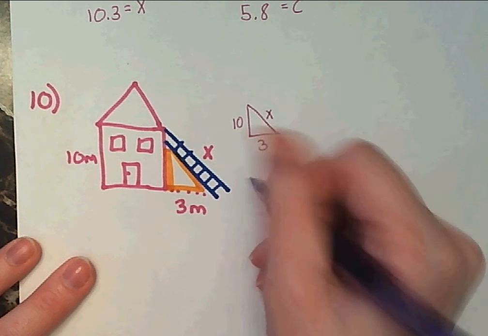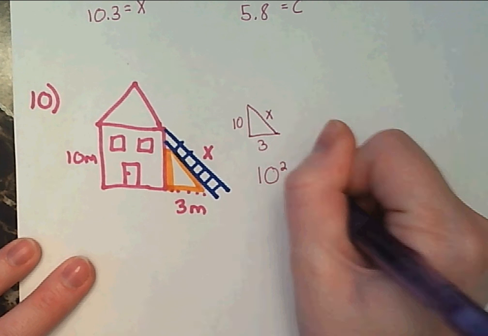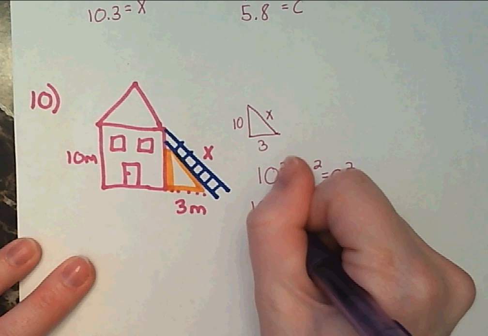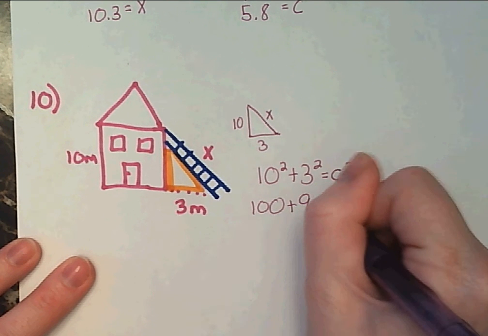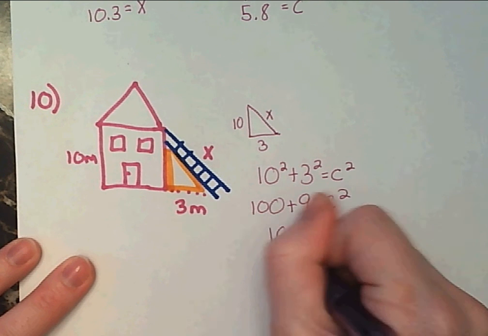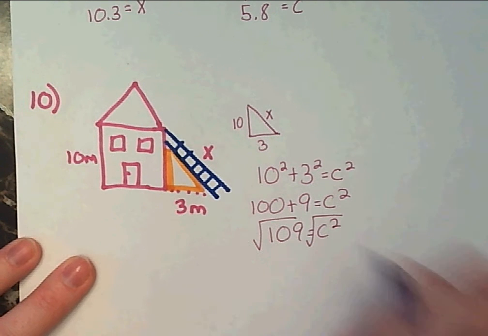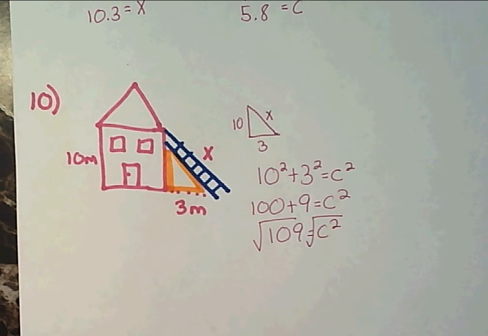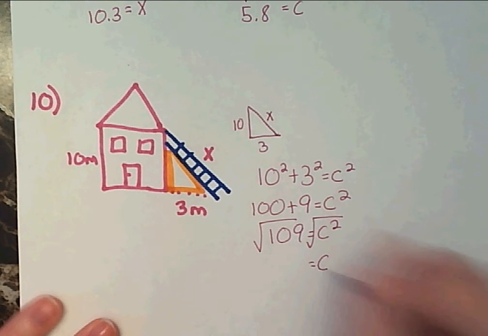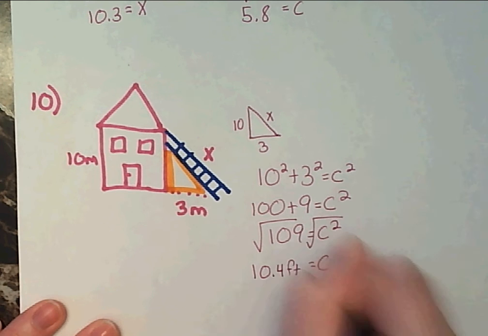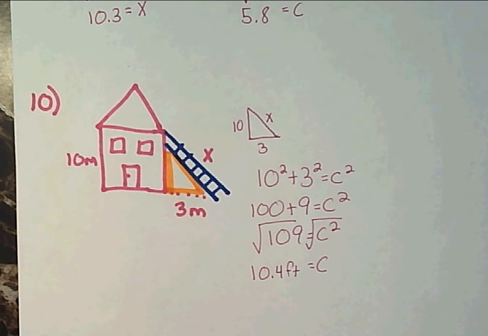So we're missing the hypotenuse. We could do 10 squared plus 3 squared equals c squared. So we have 100 plus 9 equals c squared. So 109 equals c squared. We take the square root, and the square root of 109 means that the ladder should be 10.4 feet.